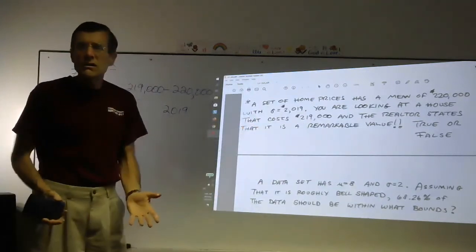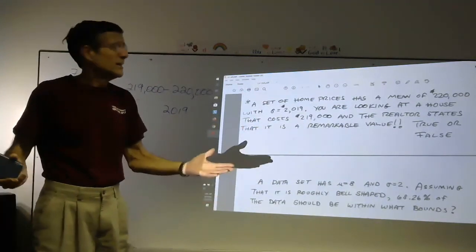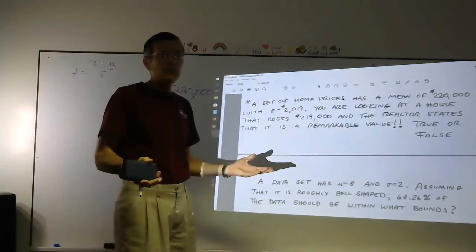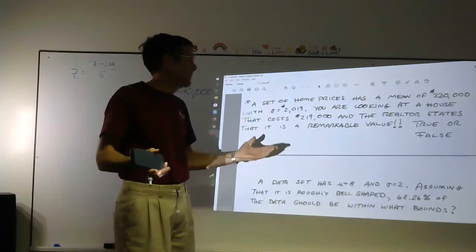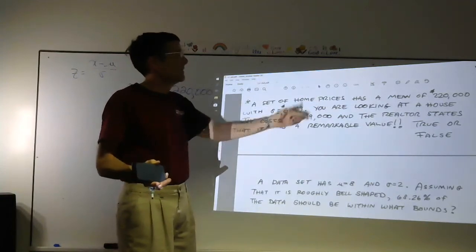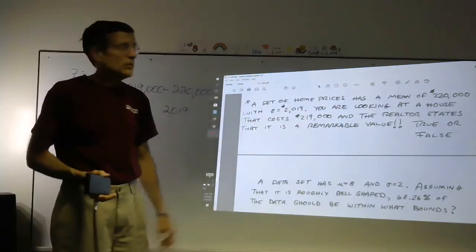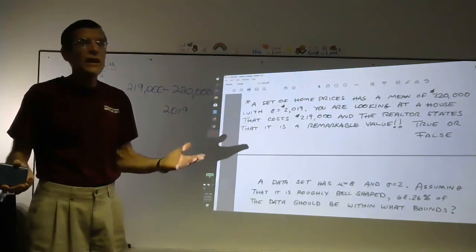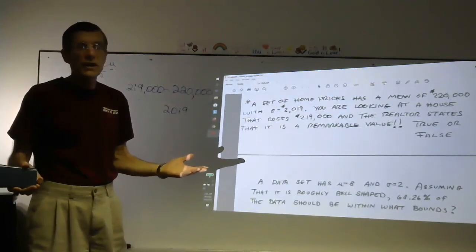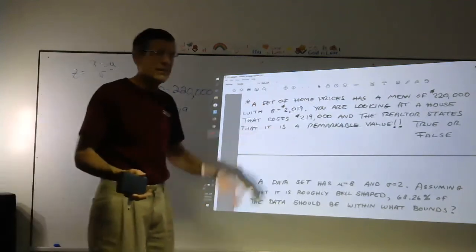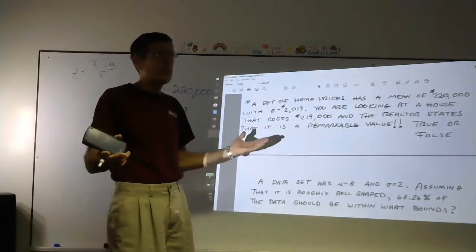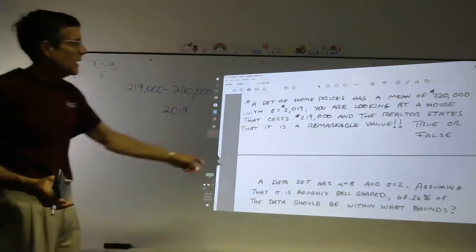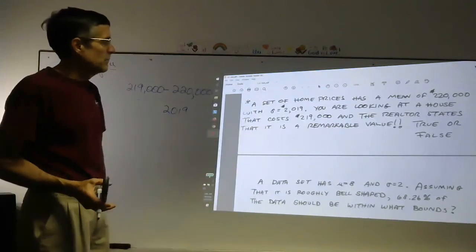Is that remarkable? No. I mean, we know that 99.74% of the data should be within 3 standard deviations. 3 standard deviations would be like 6,000 below the mean. 6,000 below the mean would be 214,000. Now, if the house was 210 or 212,000, I'd say, yeah, that's remarkable. But 219, it's only 1/2 a standard deviation below. That is not remarkable.